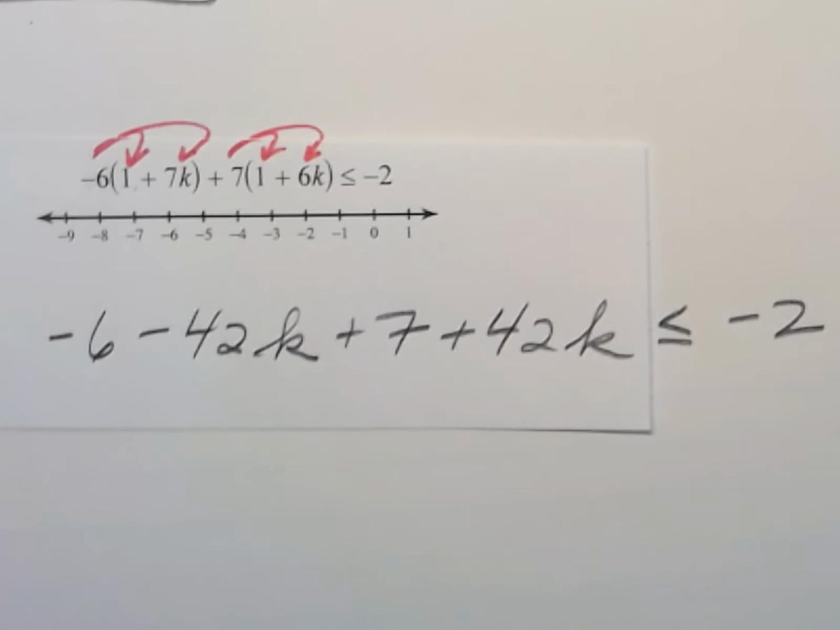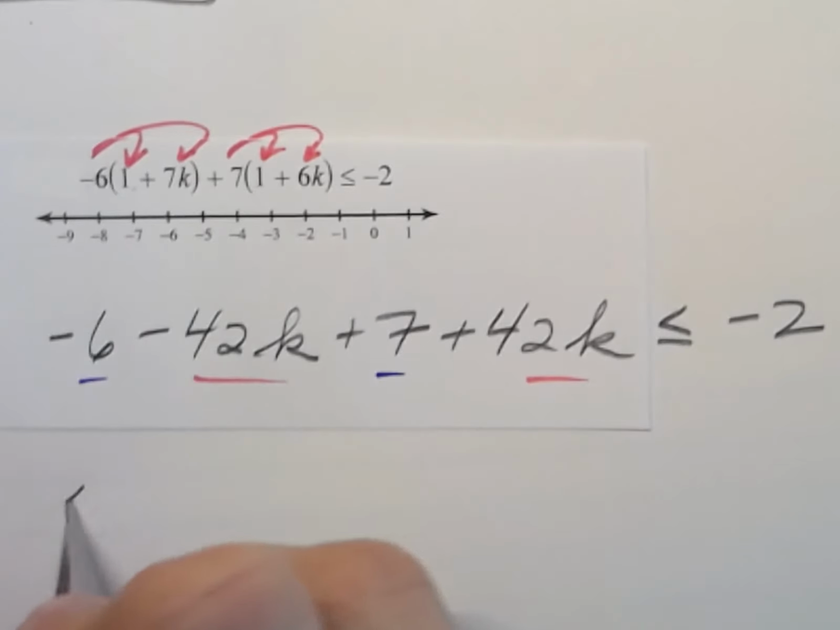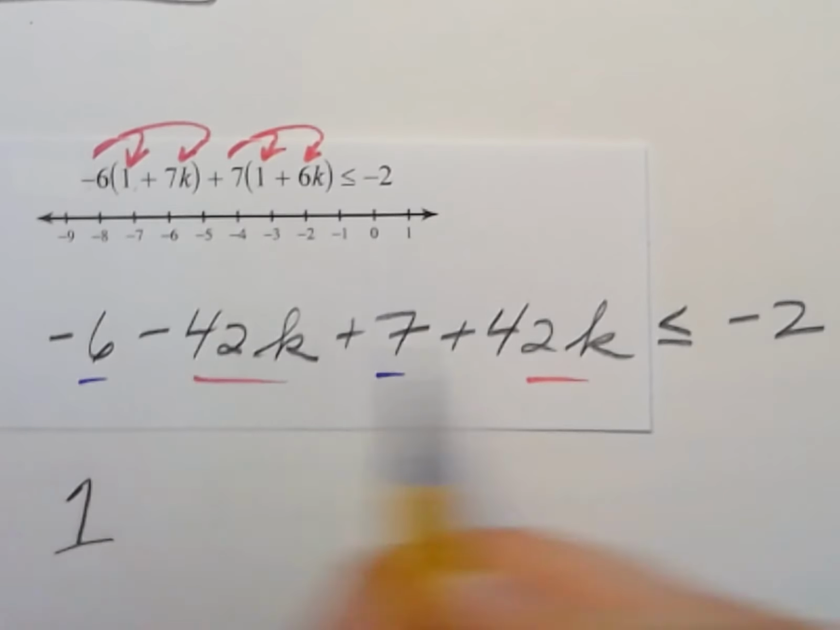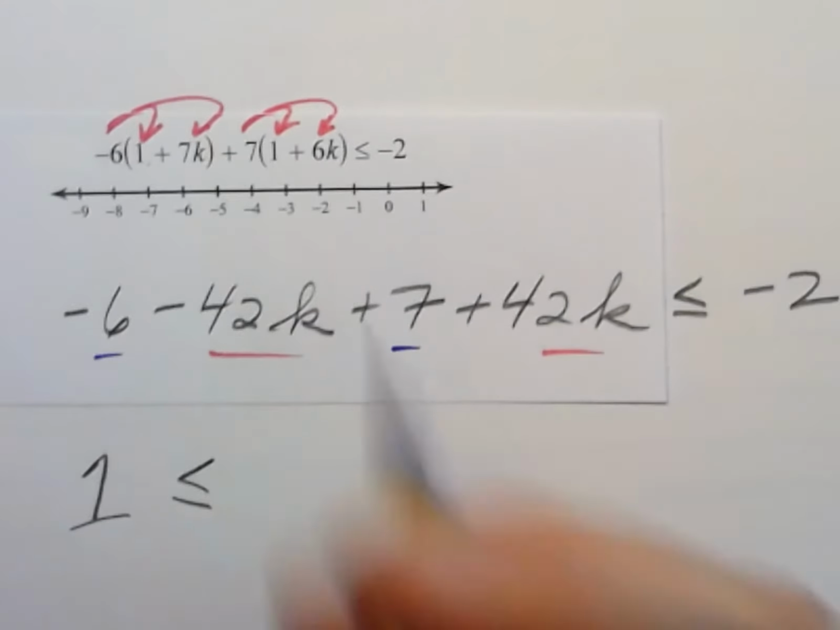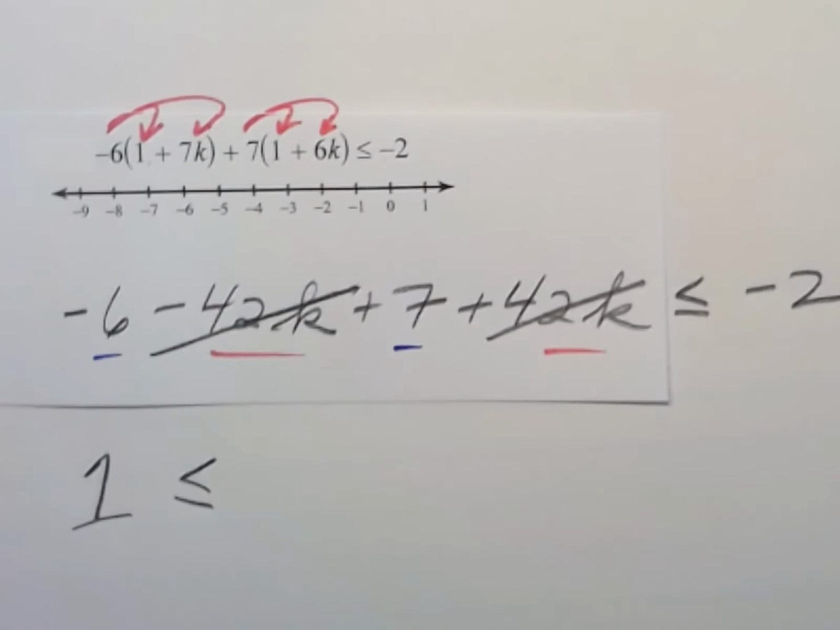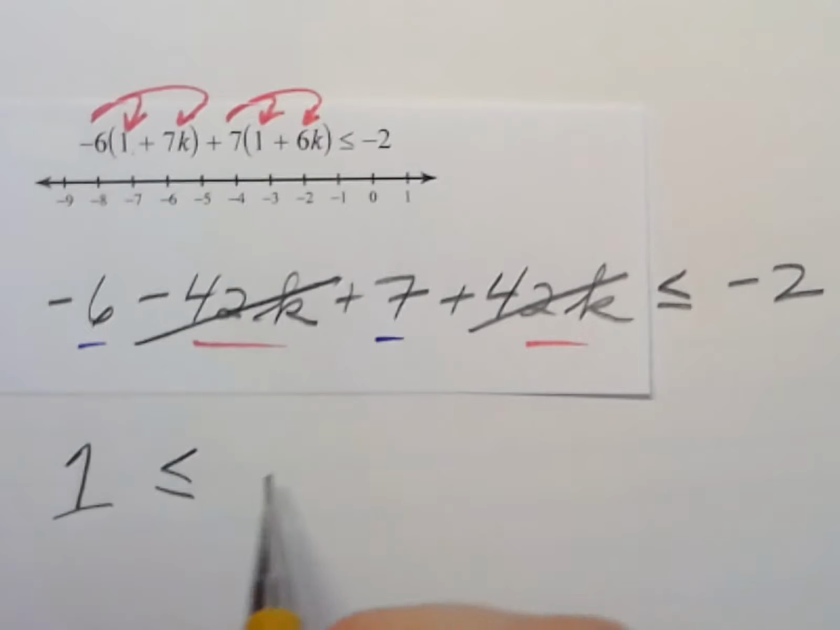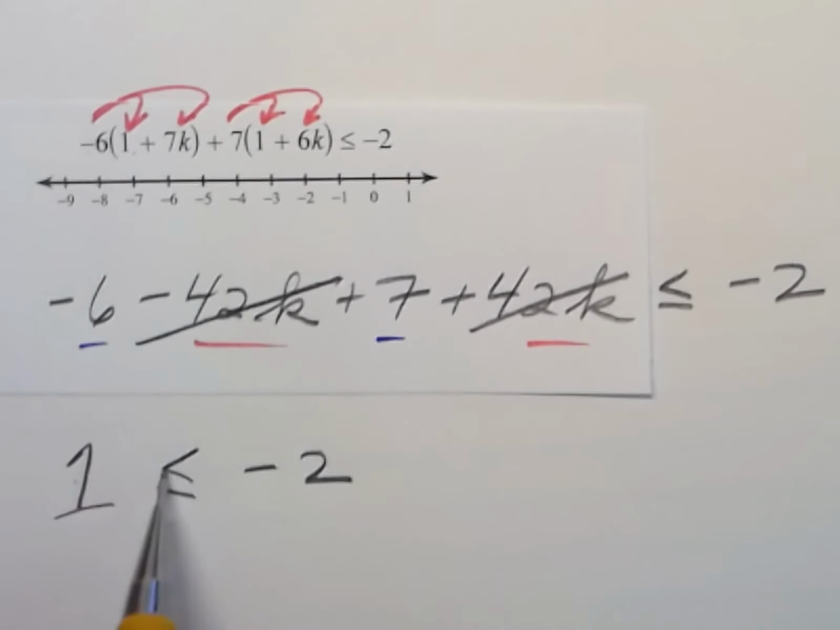Okay? So if we look at what we're getting here, we can combine a couple of things. I can combine the k's. I can also combine the constants there. If I combine my constants, I'm going to get negative 6 plus 7 is a positive 1. Negative 42 plus 42 goes away. And so notice that these actually eliminate each other. So I've just got the 1, and then over here I have a negative 2. 1 is less than or equal to negative 2.